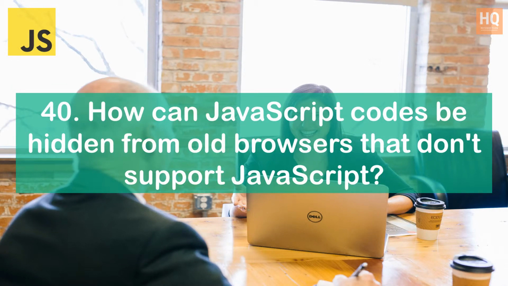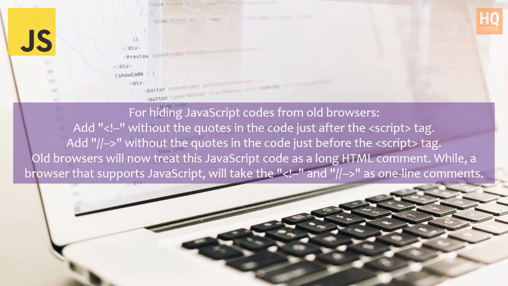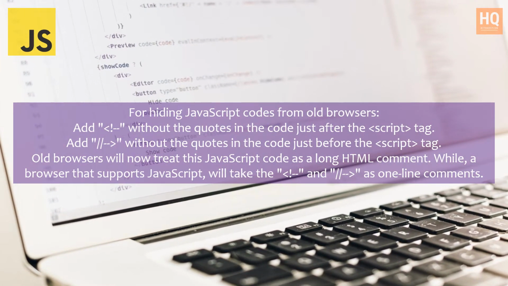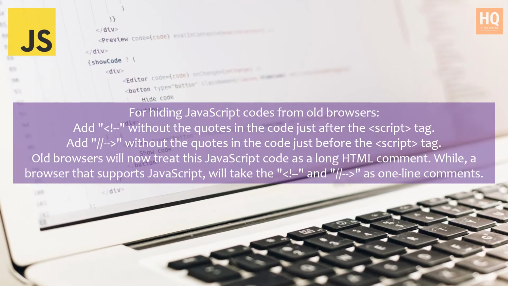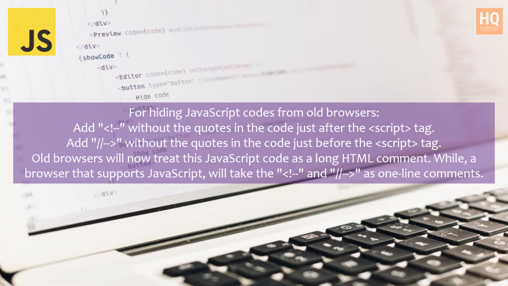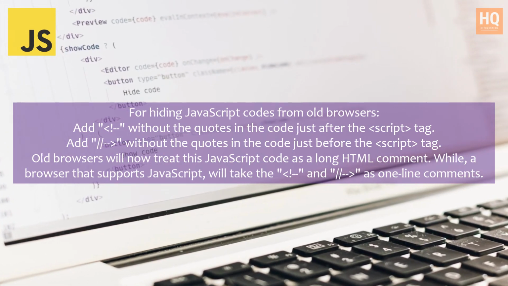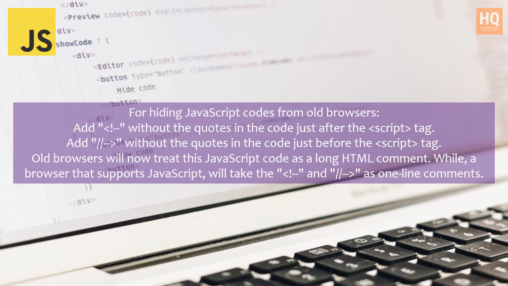How can JavaScript code be hidden from old browsers that don't support JavaScript? For hiding JavaScript code from old browsers, add these symbols without the quotes in the code just after and before the script tag. Old browsers will now treat this JavaScript code as a long HTML comment, while a browser that supports JavaScript will take these as one-line comments.